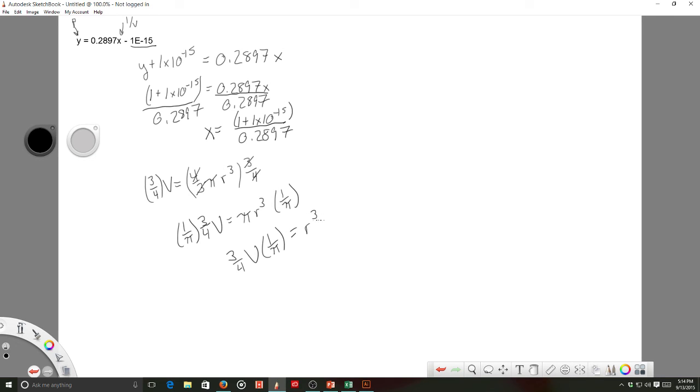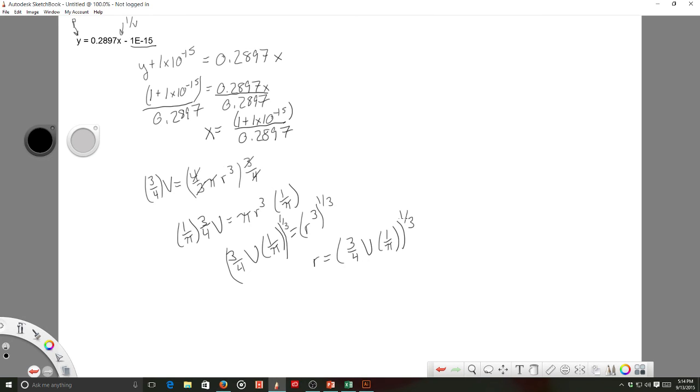Now to get rid of that, we could do the cube root on both sides, or we could raise both sides to the 1/3 power. And I'm going to go for that last part. I'm going to raise that to the 1/3, and that would cancel that out. So I'm going to raise this entire side to the 1/3, and that'll cancel out. So r is equal to 3/4 times volume times 1 over pi, raised to the 1/3. And that's the way I think about it. I'm sure there are other ways to think about it. This is just what I do.